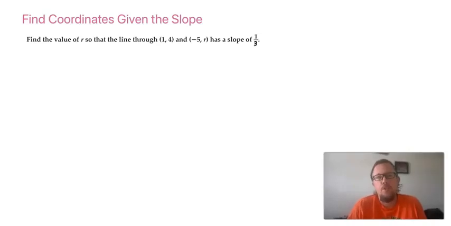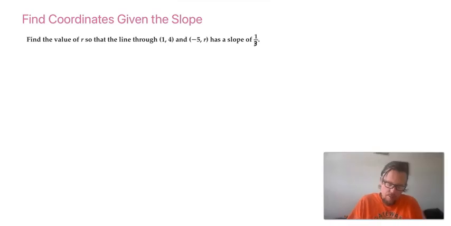We're going to take what we have learned about slope so far, and we're going to combine it with what we've learned about solving equations. This problem gives us one coordinate, (1, 4), and part of a second coordinate. It gives us -5, r. So we have the x coordinate, but not the y coordinate. And then it tells us the slope between these 2 points is 1/3 and asks us, if we know the slope is 1/3, what would that missing y coordinate be?